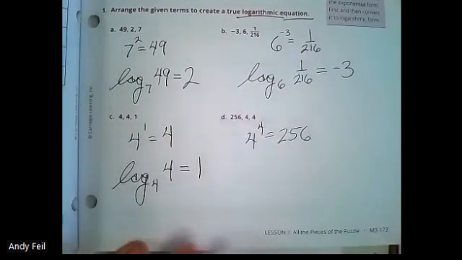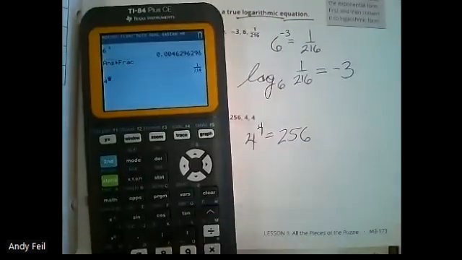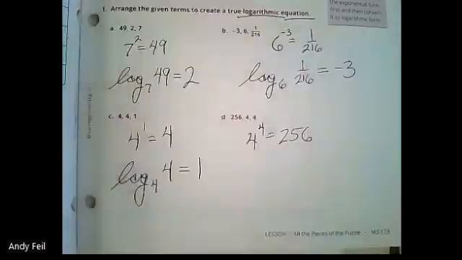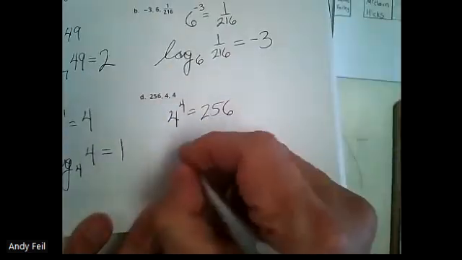Is that correct? Let's try it. 4 raised to the 4th power. How about that? It is. 4 raised to the 4th power is 256. So how can I write that as a logarithmic equation?